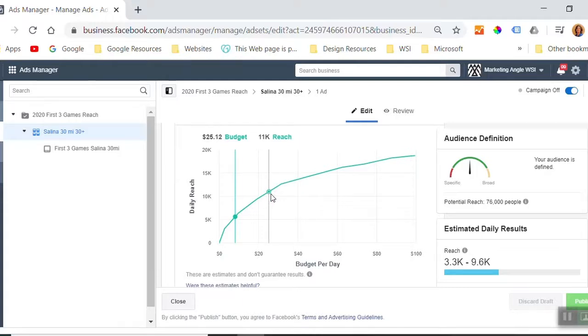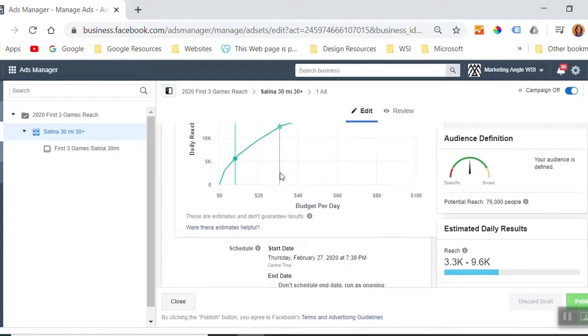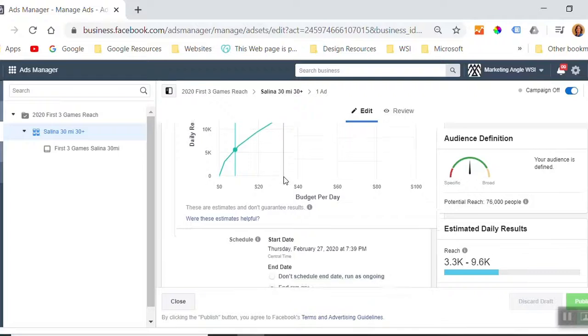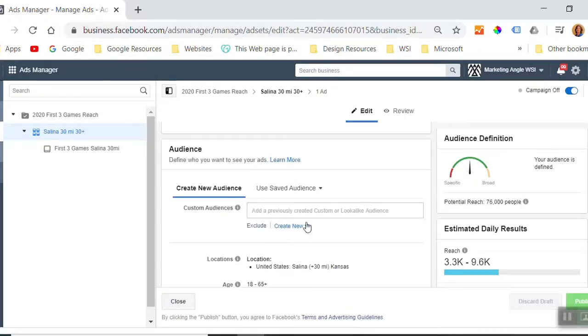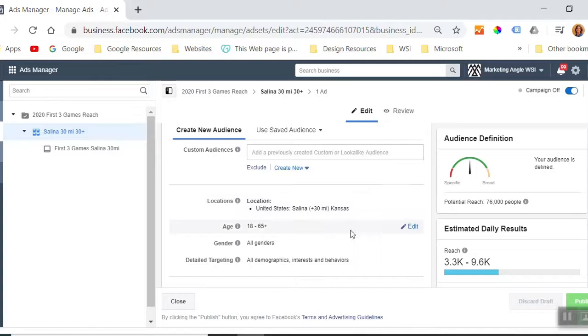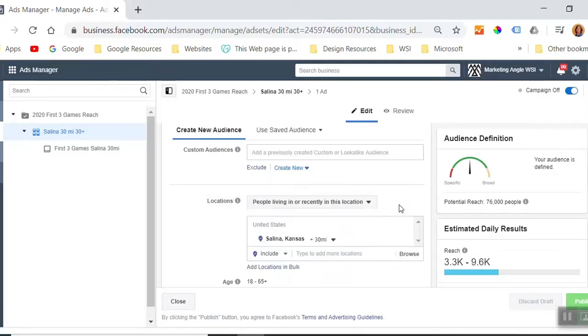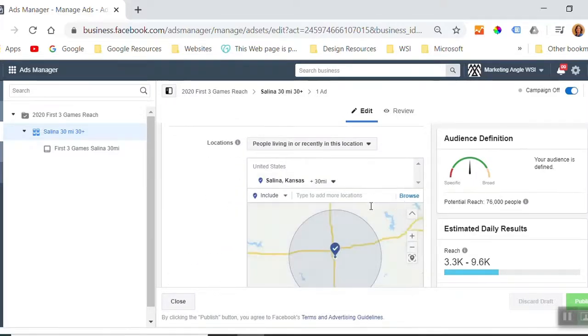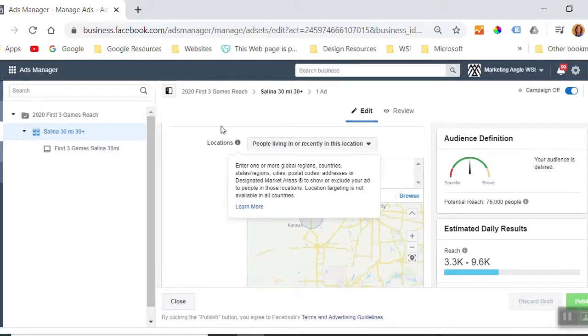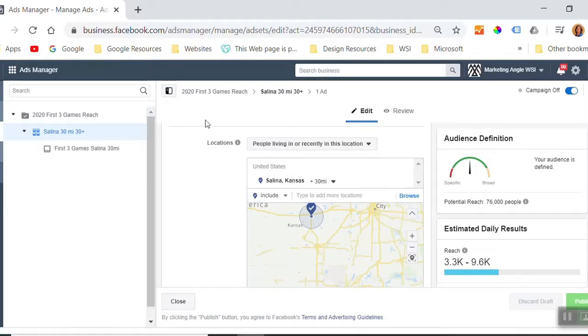So it gives you some ideas. How much should I spend? And then overall, it's up to you. They're going to just use the money that you give out there. And then here is where I can see that this is in the radius of Salina, Kansas. We can drop a pin, say what radius we want, and go from there. We can exclude areas. We can also do it by zip code, the whole state, whatever. So those are some of the things that you can do with the audience. And that's another thing that needs to be managed.